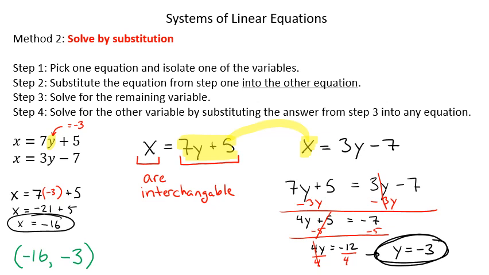Substitution works 100% of the time. It always works.